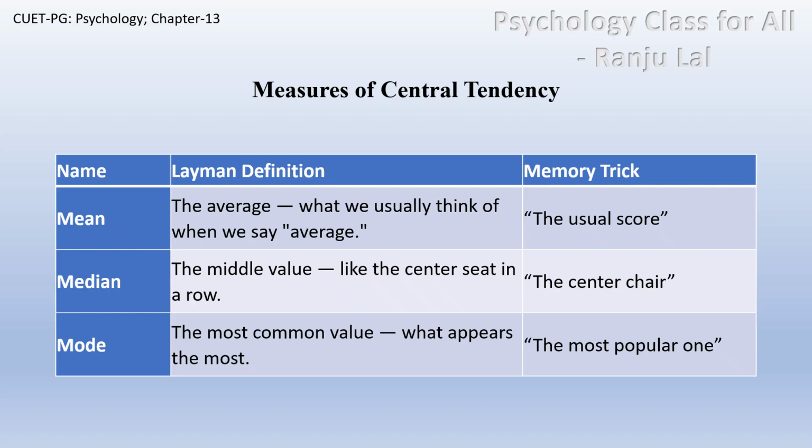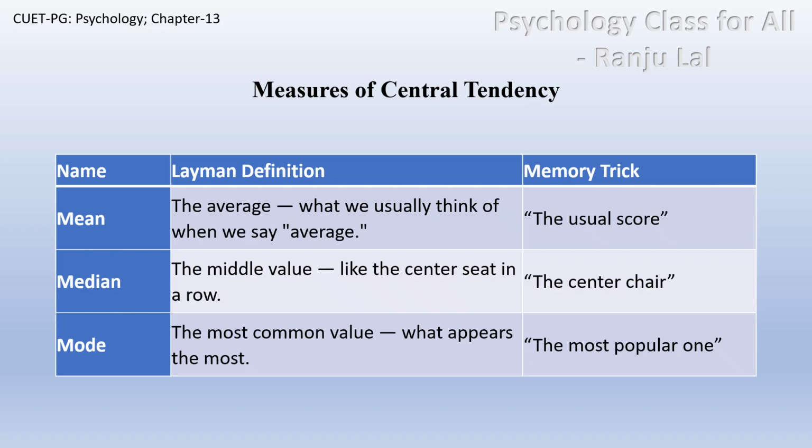The second is median, the middle value, like the center seat in a row. The memory trick for this one is the midpoint or center chair. Third is mode, the most common value, what appears the most. The memory trick for this one is the most popular one. We can understand these measures with another set of examples too.